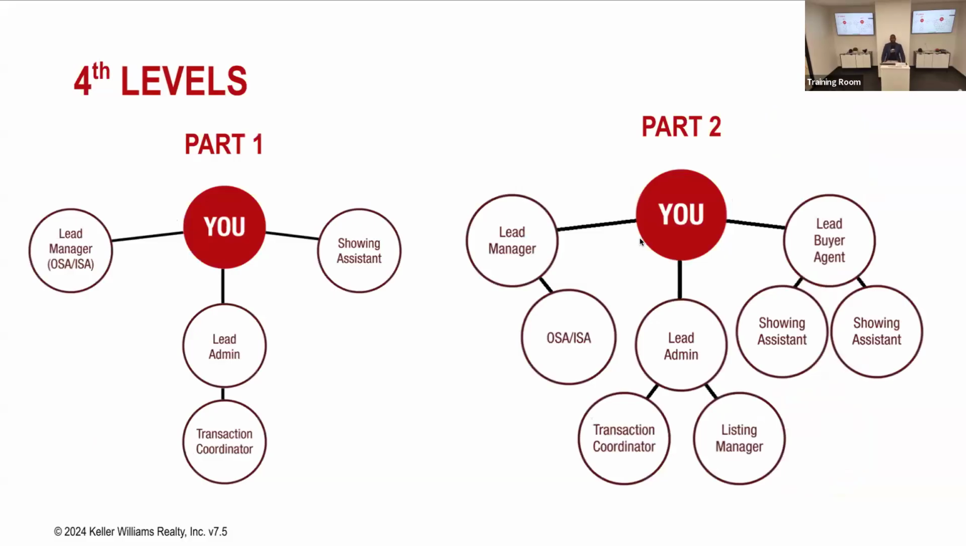Then you go to level 4A, part 1. You might bring in a lead manager, someone who's going to look at your database for you. They're going to make sure you make the calls, make sure the touch programs go out, et cetera. Now, a lot of conflict here because some people say, well, I don't want a showing assistant. You can have one or you can not. I think in Canada, it's not. So I had someone challenge that with me.